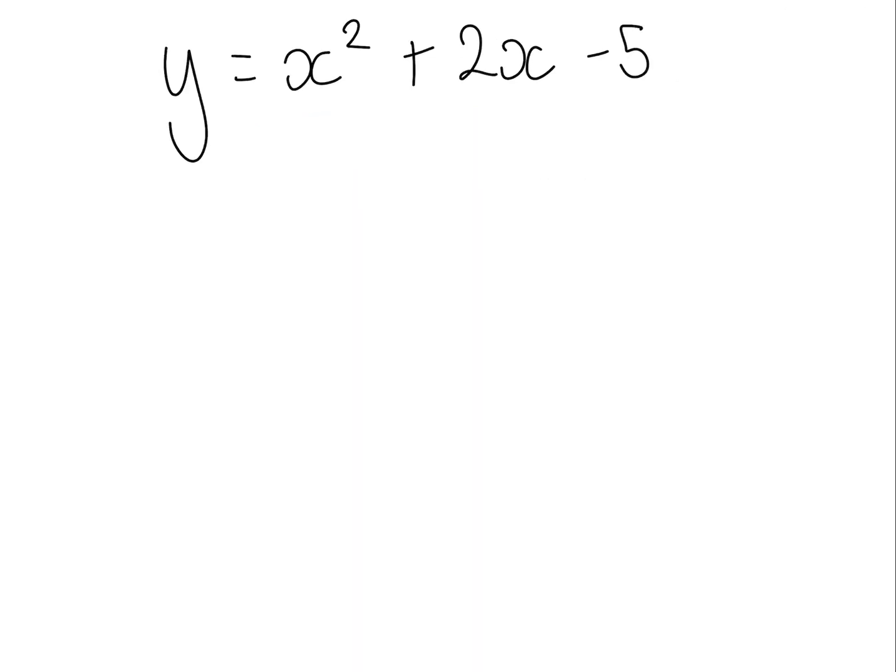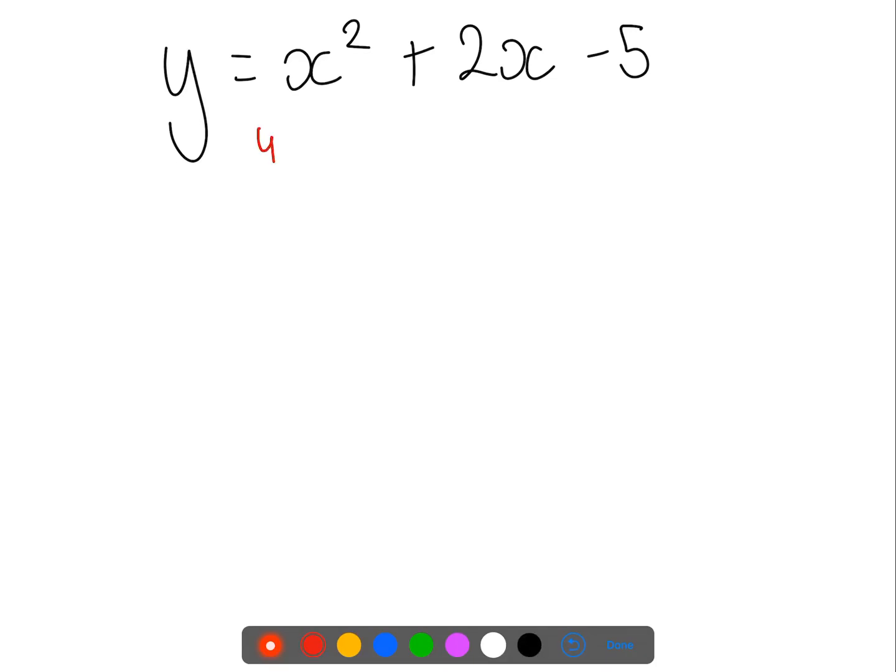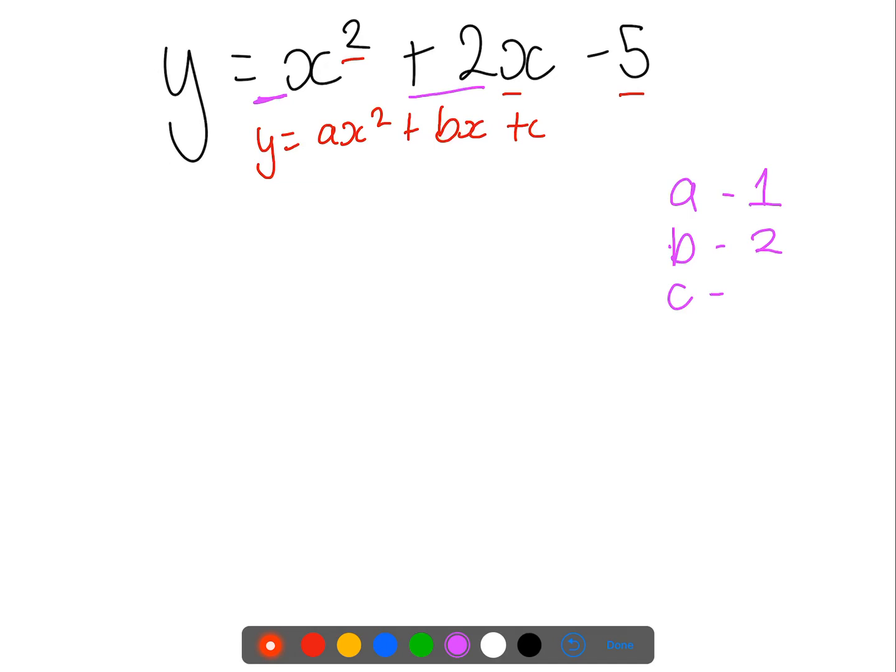All right, this one, it's already in the correct order. y equals ax squared plus bx plus c. So we already have our squared, then our x, then our number. So let's figure out the turning point. We want to know a, b, c. Our a has a value of 1 because there's nothing there. Our b has a value of 2 and it's a positive. And our c has a value of 5 and it's a negative.